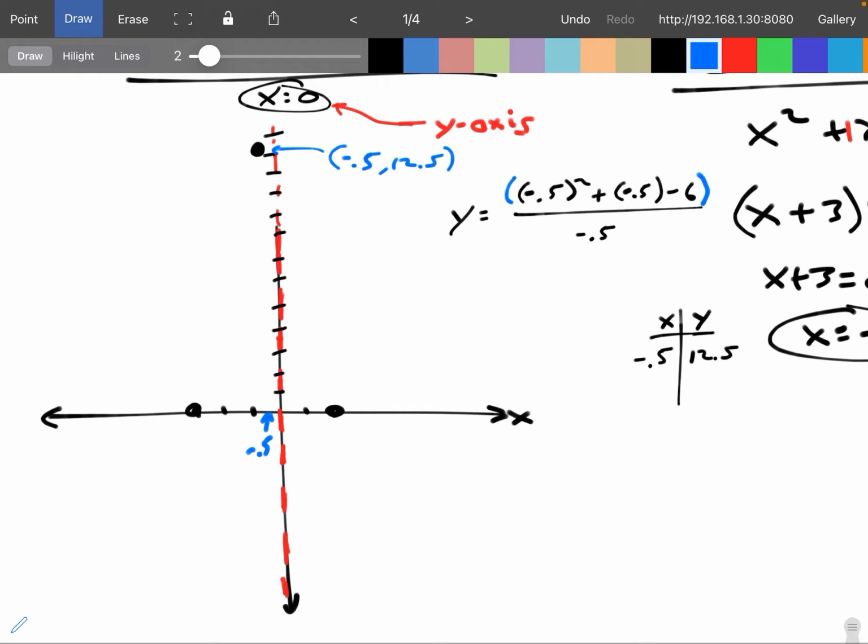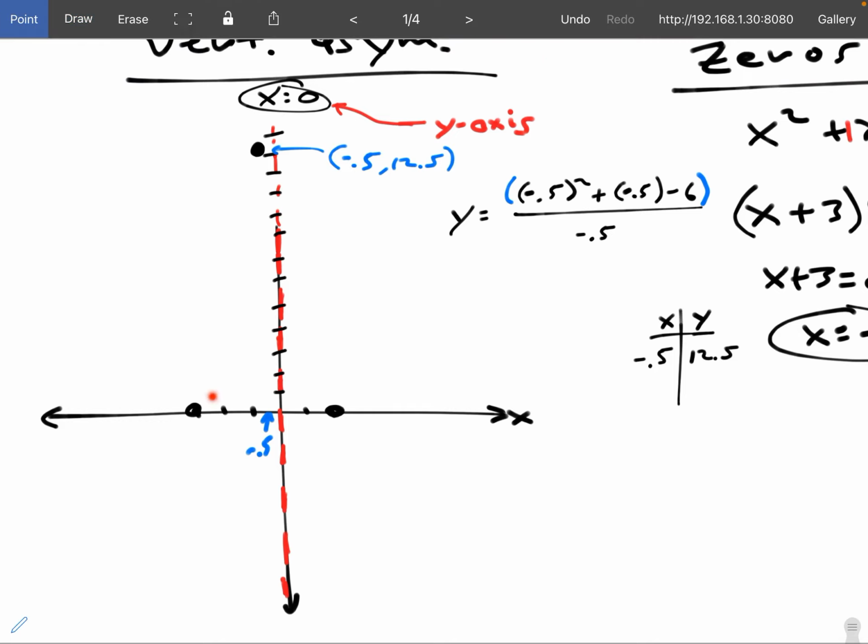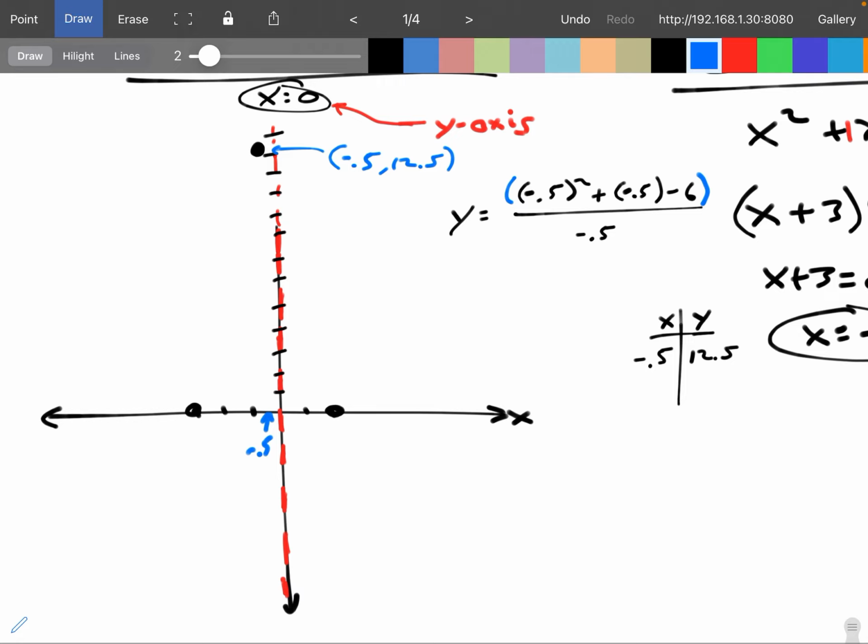Now, can you see which one of those two cases I'm going to have then? I know my graph has to go through this x-intercept right here, that 0, right? Well, I don't have a point down here at negative a half, so it's not. So that means that curve is not curving down this way. It's got to be going up like this, something like this.